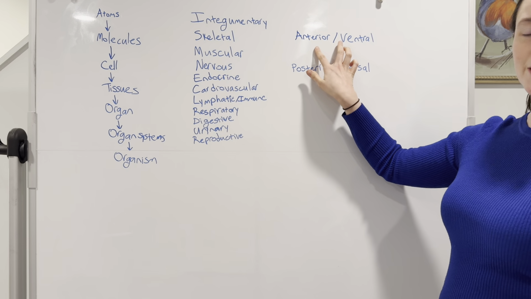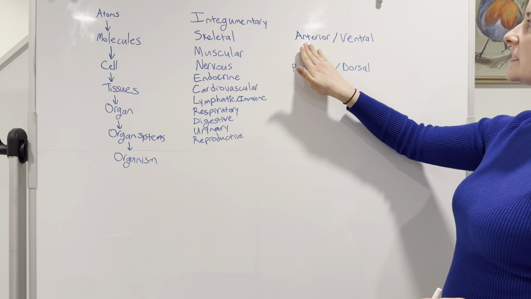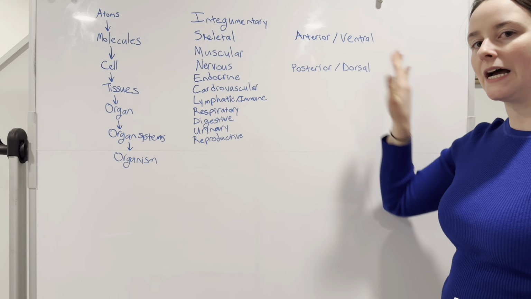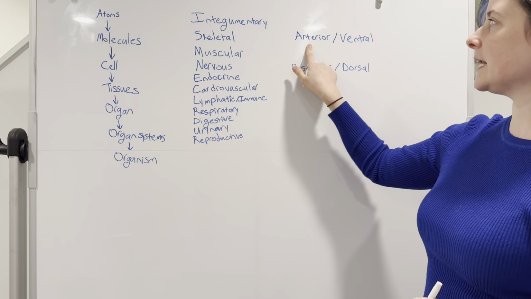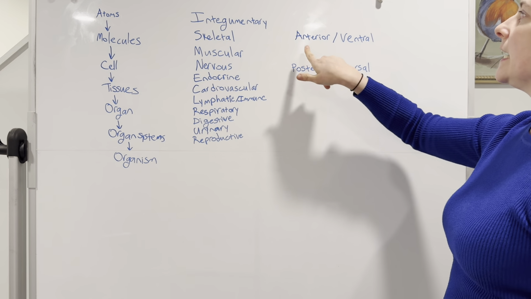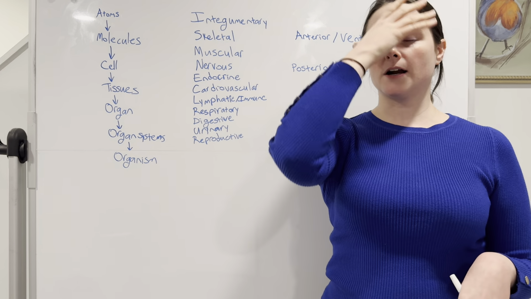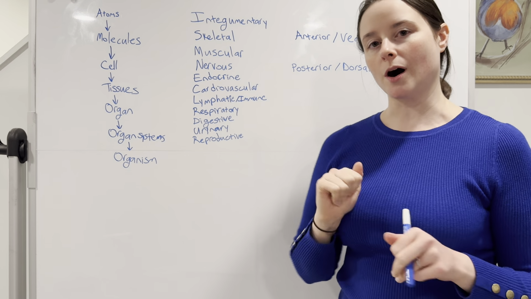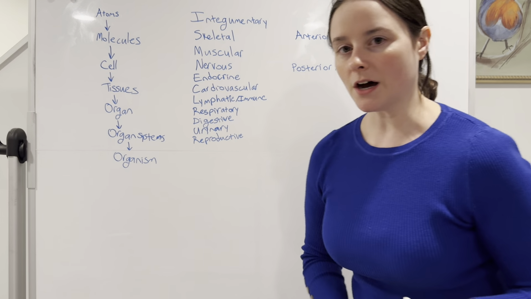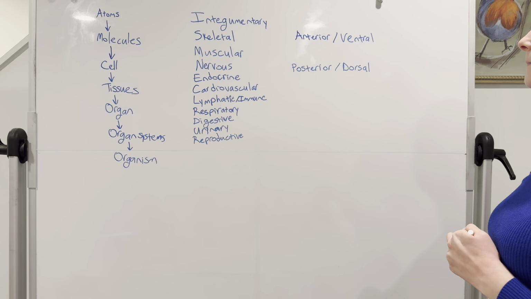In 4-legged animals, though, anterior means the front, ventral means the belly side. So in a four-legged animal, let's say a cat, the anterior would be their head, neck, chest, and front paws. Their ventral side would be their underside, where their belly is.